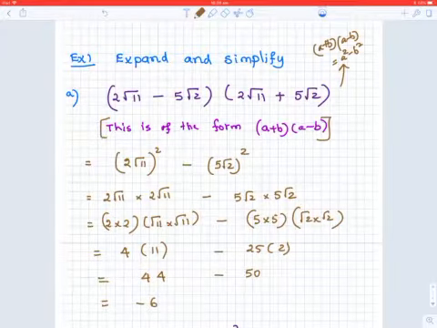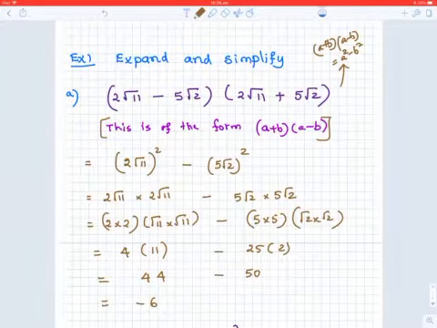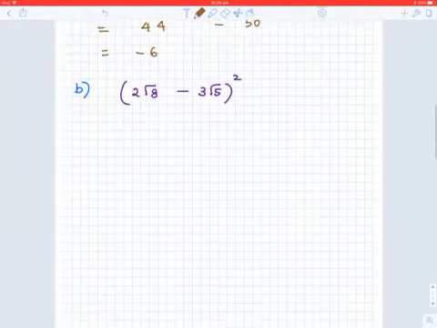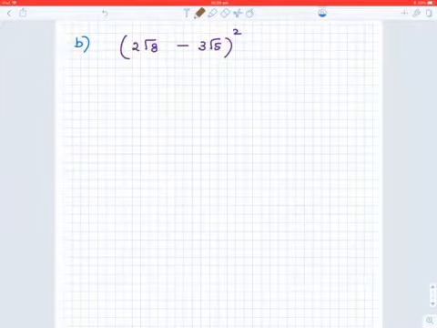Okay, so if you identify this, it takes fewer steps. Otherwise, you have to expand the whole lot. You get 4 terms and you may make mistakes. This is much quicker. Now, let us see the next example.